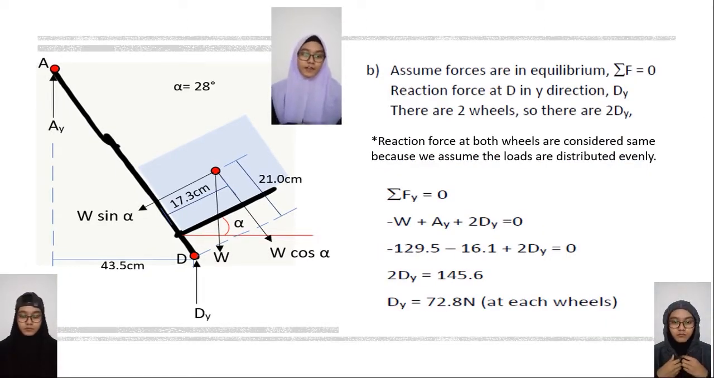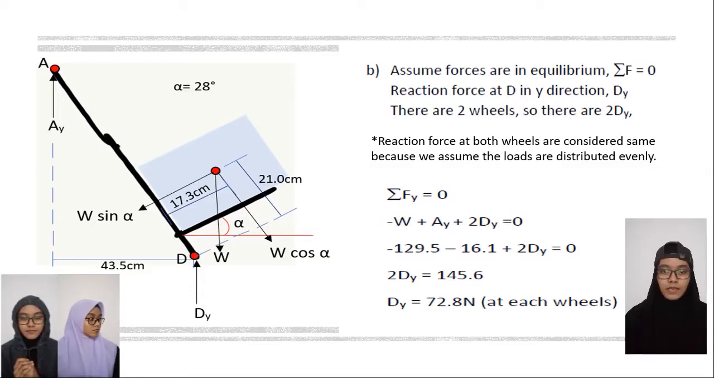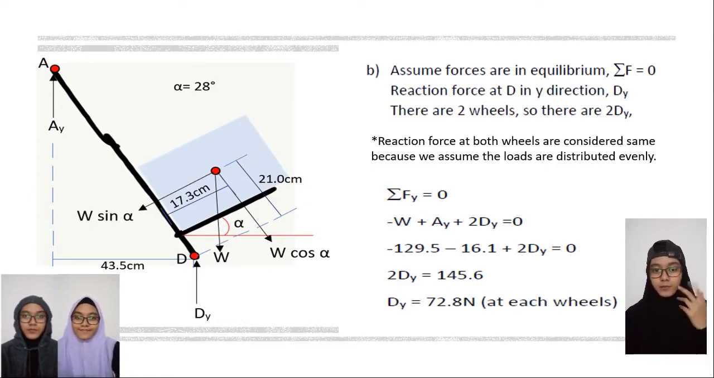Then after we get the applied force at A, we can calculate the reaction force at the wheels. Remember that we have two wheels on the hand truck, so we would have two reaction forces of the same value, as we assume that the force is distributed evenly. Because wheels are considered as rollers, the reaction force is in the y direction pointing upward. We total up all the forces in the y direction equal to 0 and we get this equation. When we solve the equation, we get the reaction at each wheel equals 72.8 Newton. The answer is positive, so the direction is the same as the original, which is upward.